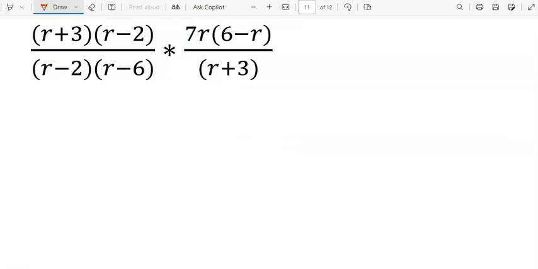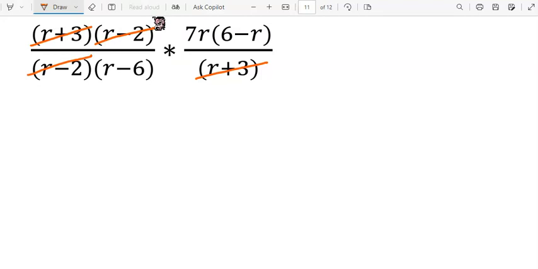For multiplying, you would multiply straight across. Before you do that though, see if you can simplify as much as you can. There's an r plus 3 up here. There's an r plus 3 down here. They cancel. The r minus 2's cancel.